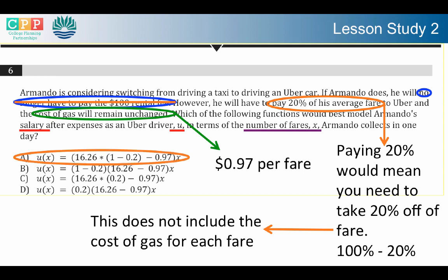You'll notice that it's the 1626 for average fare, used from a previous equation. And then that 1 minus 0.2 represents the 100% minus the 20% I have to pay. And then I take off the gas after that. So that is answer A.